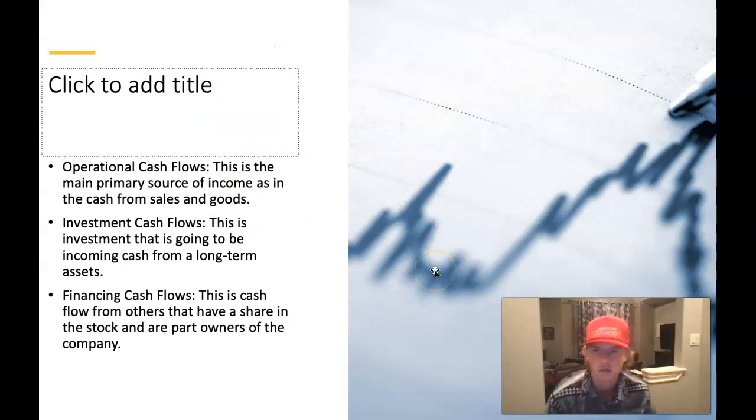Here we look at the operational cash flow. This is the main primary source of income, as in cash from sales of goods. This is what they sell, and this is what they get back from their product. Investments, what they put in as an investment and then get back in return later on. They invest $2 million and then later on, because they grow, it's worth $3 million. So then they make that $1 million back.